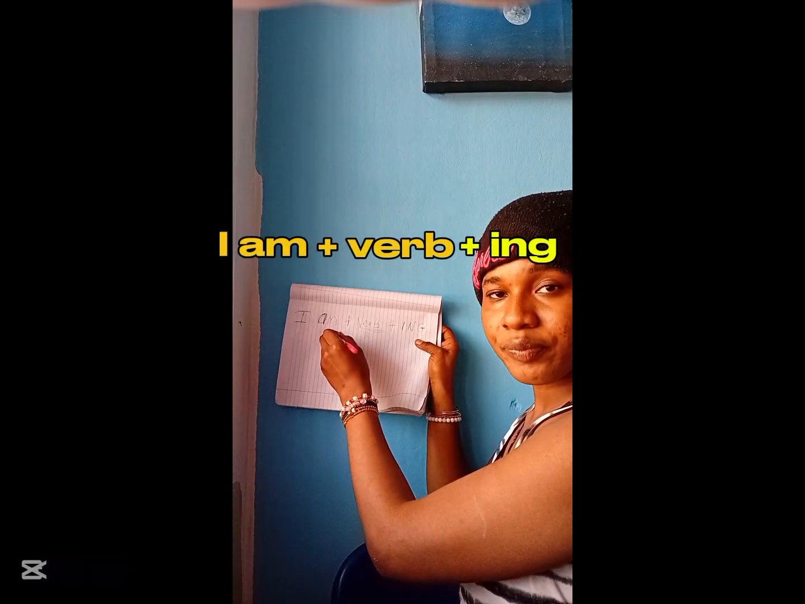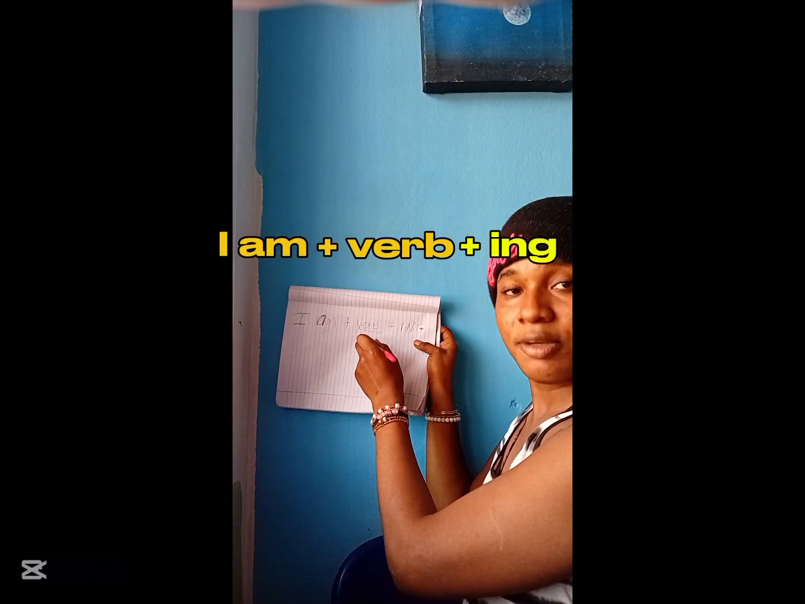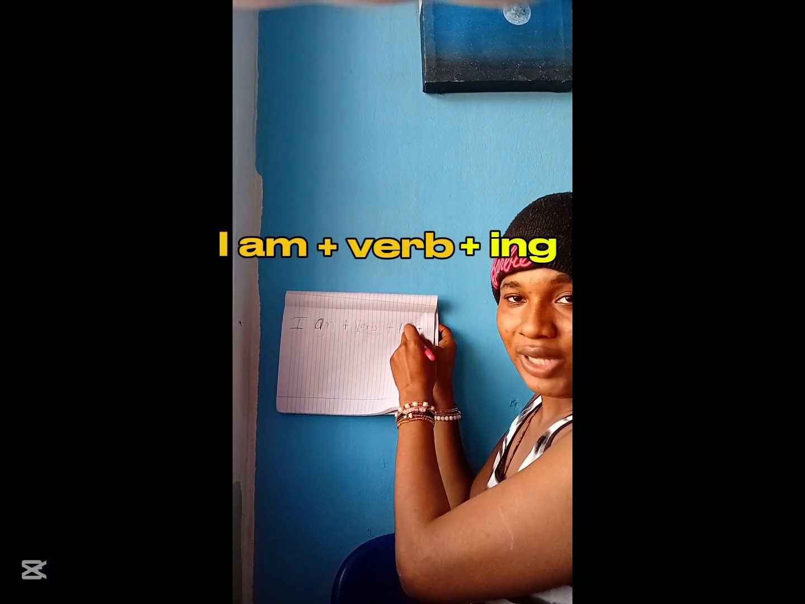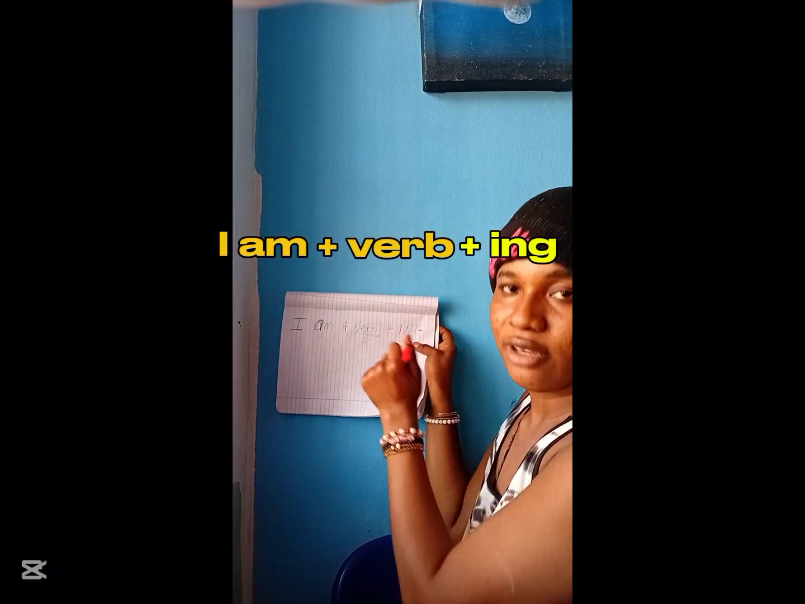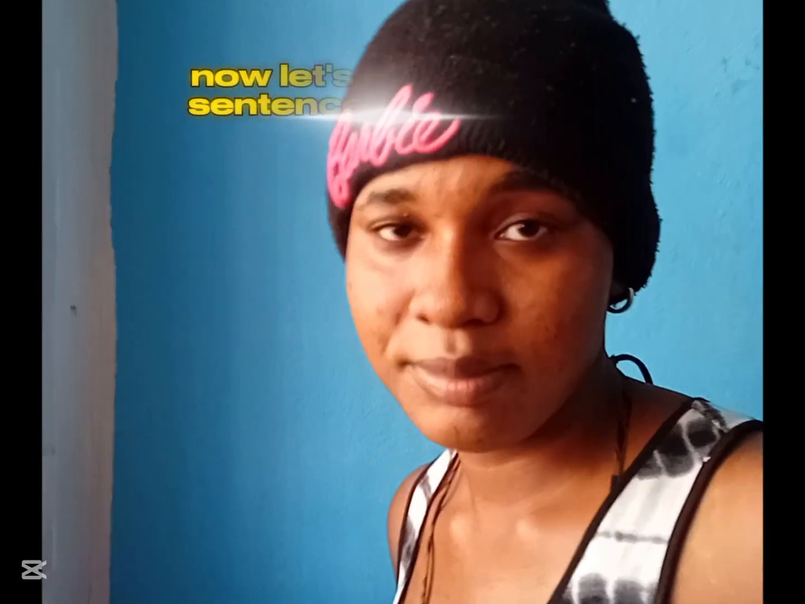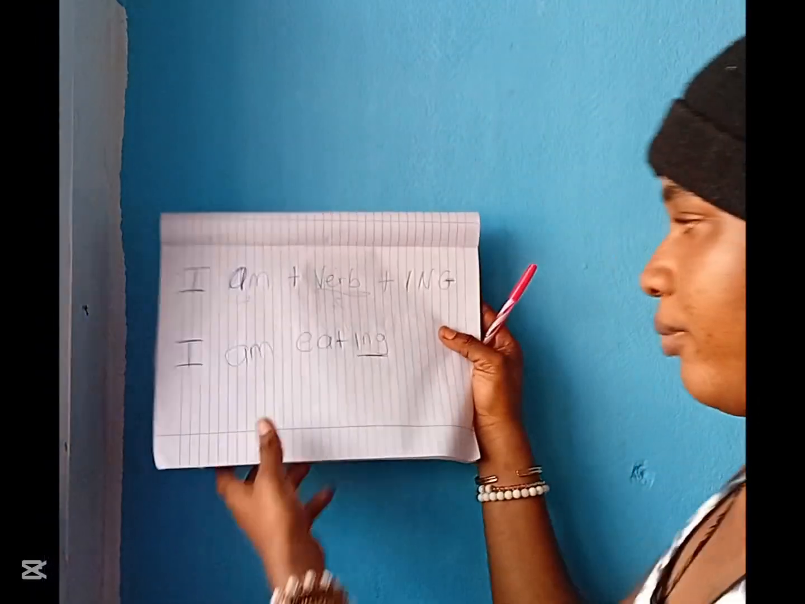I am with the verb plus ing. You add ing at the end of the verb. So that is the whole thing. Okay? Now let me decode it slowly for you.